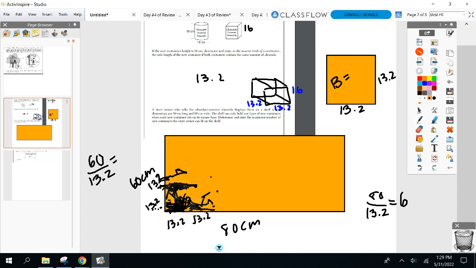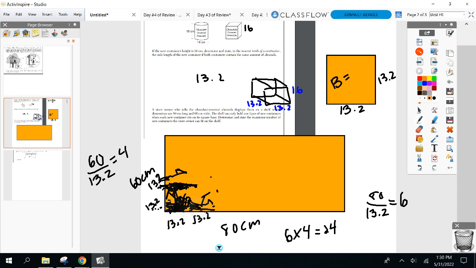4 of them, right? So let's think. How many prisms can I stack in here? Well, I can go 6 this way, and each one is 4 deep. 6 Post-it notes across, 4 deep. So I can end up with how many containers? 24 containers. Okay, using that square base of 13.2 by 13.2. Everyone see how this goes?